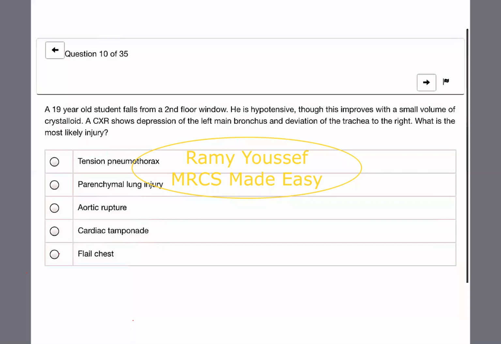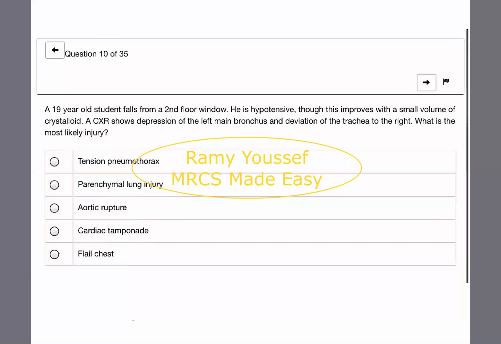Okay, so which is tension pneumothorax? I'm also thinking about tension pneumothorax, but the chest X-ray shows depression of the left main bronchus. As far as I'm remembering, in tension pneumothorax you don't find that depression of the left main bronchus, but deviation of the trachea, it's true, is normally present in tension pneumothorax.